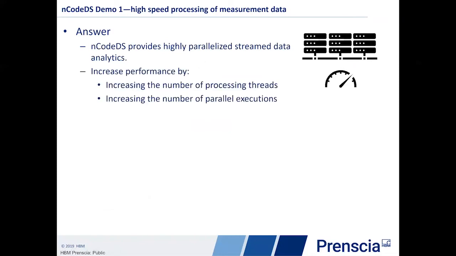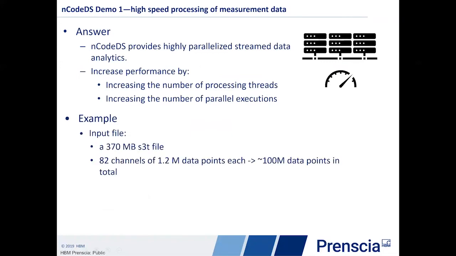You can increase the performance by increasing the number of threads, because it's parallelized, the processing is done in a parallelized fashion. The more threads you have, the faster it'll go, right? You can also increase the number of parallel executions. So especially if you're working with files, different files, each file will be processed simultaneously with the next one, right? Different parallel executions.